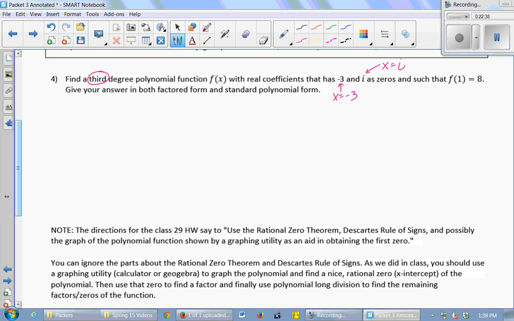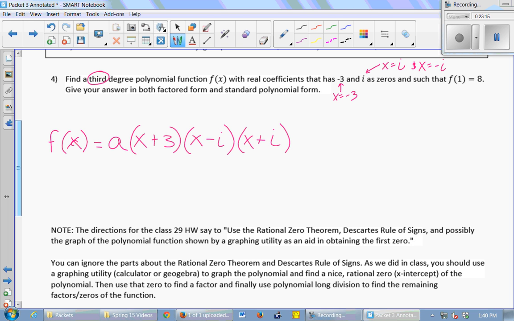Because this is 0 plus i, right? Its conjugate would be -i, 0 minus i. So you actually have 3 zeros here. So if I give you 3 zeros, then I've almost given you 3 factors. All right, so f of x, we have some unknown leading coefficient. I'll call that a. And then my linear factors are going to be x plus 3, x minus i, and x plus i.